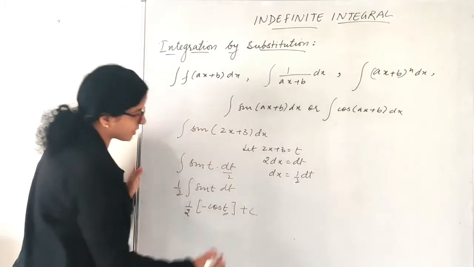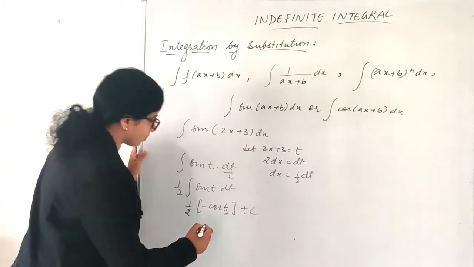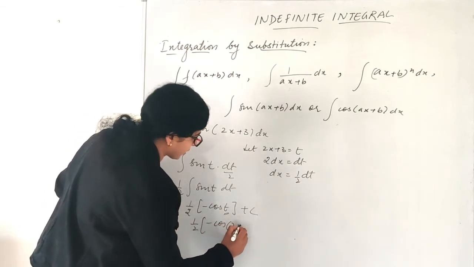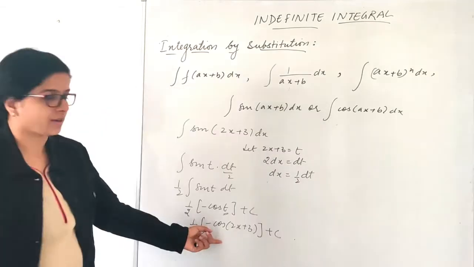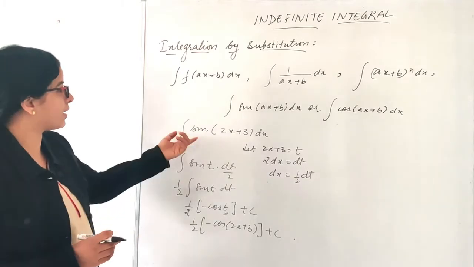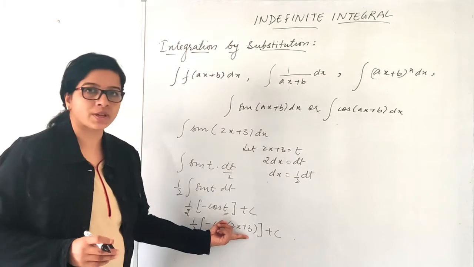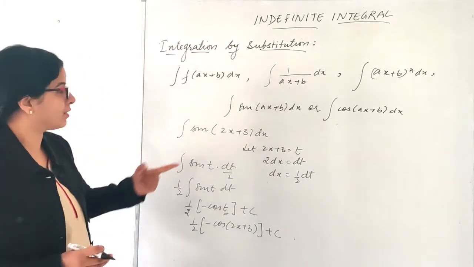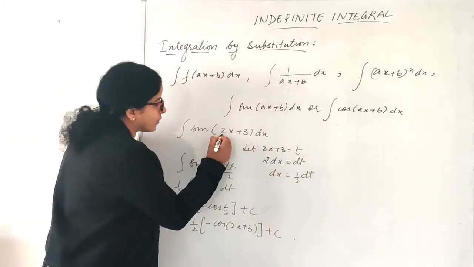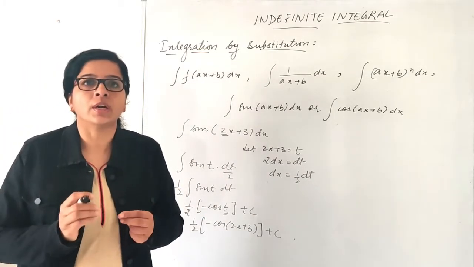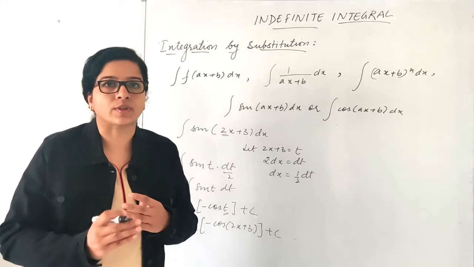Now I will replace t by the actual value. So what are we getting? 1 by 2 into minus cos(2x plus 3) plus c. Is that clear? So exactly what we have done, we have integrated sine. It became minus cos(2x plus 3) and we have divided by the coefficient of x. That's it. So this is the basic part of substitution. Now we'll move to the next category of substitution.